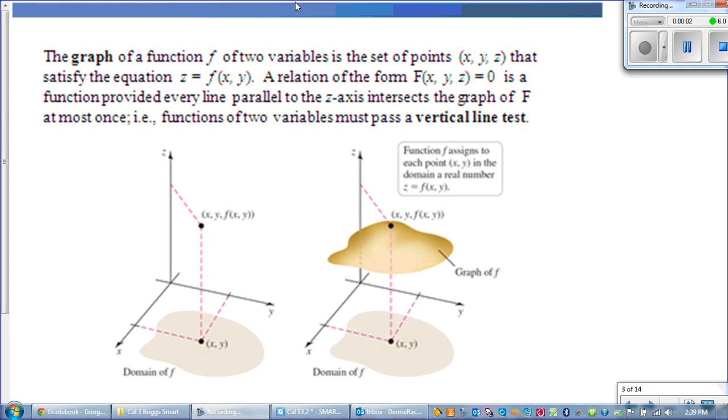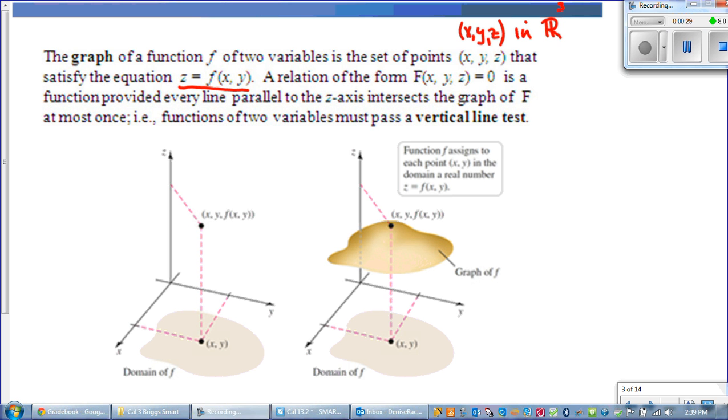Now we're going to look at the graphs of these functions of two independent variables. The graph will be all the points of the form (x, y, z), which are in R3, so in the three-dimensional coordinate system. So all the points (x, y, z) that satisfy the function z equals f(x, y).